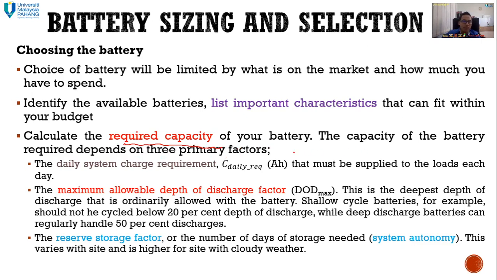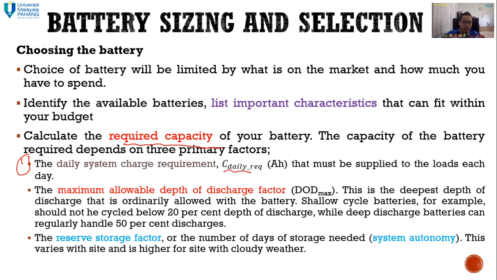The capacity of the battery required depends on 3 primary factors. There are several factors here. First, the daily system charge requirement, in AH, that must be supplied to the loads each day. This is the value that we just calculated, we have calculated before. So this is very important.